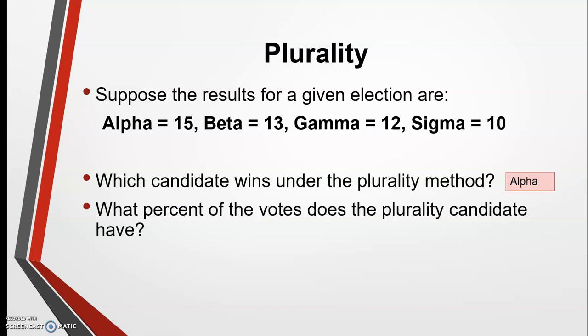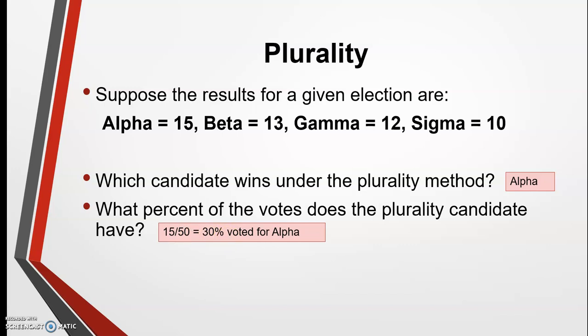However, what percent of the votes does the plurality candidate have in this case? Well, we know that alpha has 15 votes, and to find the total number of votes, we simply add together alpha's votes plus beta's votes plus gamma's votes plus sigma's votes, which in this case turns out to be 50. So alpha received 15 out of 50 first place votes, which turns out to be only 30%.